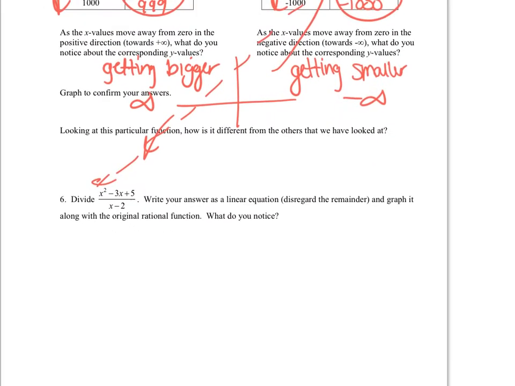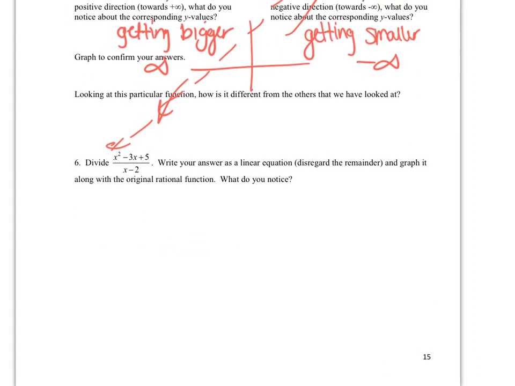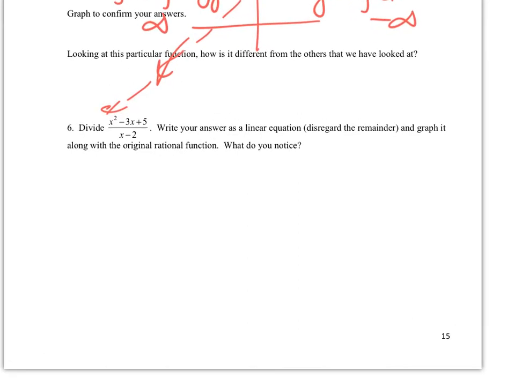So here it says to divide. Notice that's our function from up above. Divide and write your answer as a linear equation, and we're going to disregard our remainder. Remember, we can do this with long division or we can do this with synthetic. Since we're dividing by a linear function, set it up as synthetic because it's a lot faster. Bring down the 1, add those up, and this equals x minus 1 plus your remainder over x minus 2.